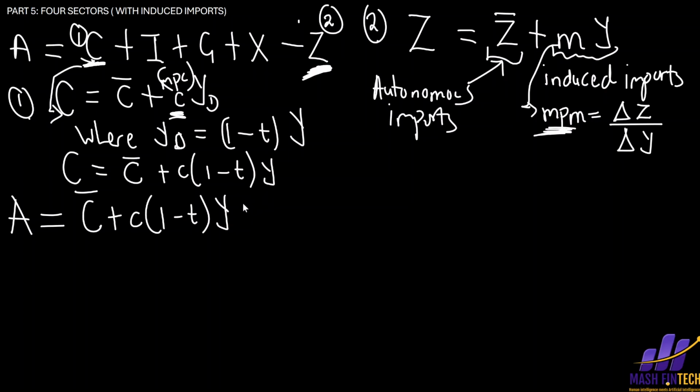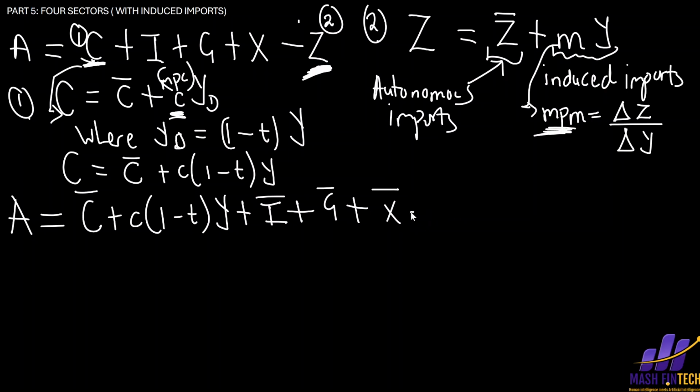And then we add all the autonomous stuff, which is government, investments, government, and exports. All these 3 remain autonomous. Exports, strictly speaking, your exports are going to depend also on the income of the foreign country. But we are not going to do that. It's going to complicate our lives. And at this level, let's just assume that our exports are autonomous.